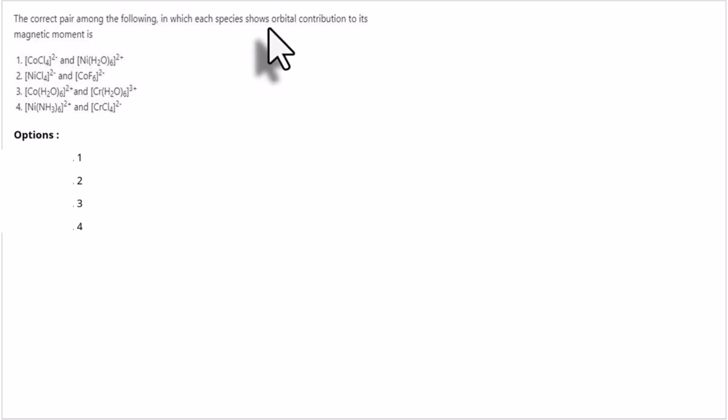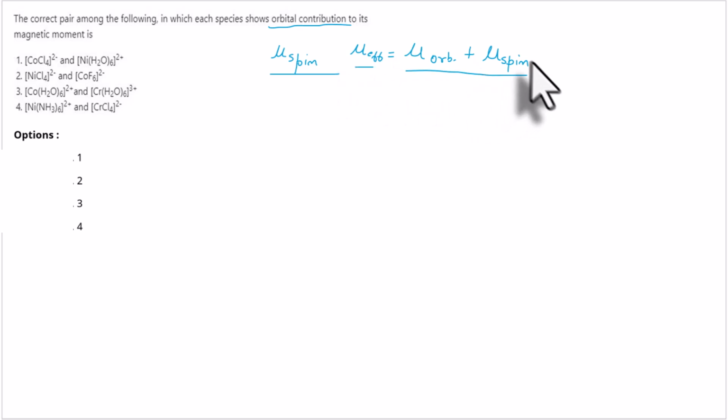So we know that for coordination complexes, mostly we have the spin only magnetic moment. Okay, but the total or effective magnetic moment is the summation of mu orbital, the orbital contribution to the magnetic moment, plus the spin contribution. So mu orbital plus mu spin is the total magnetic moment of the coordination complexes.